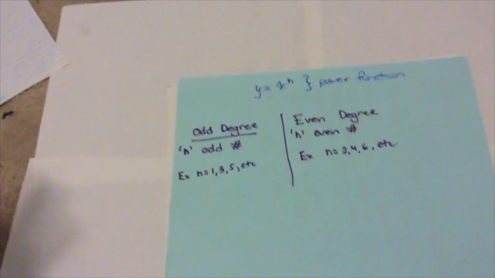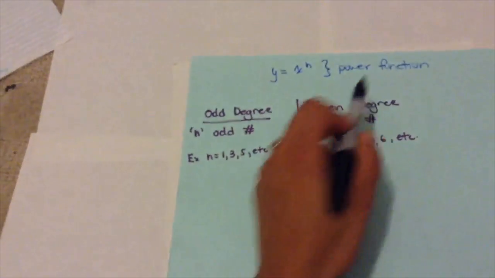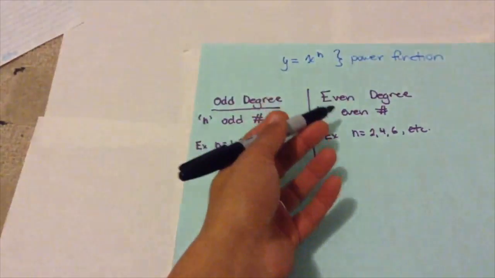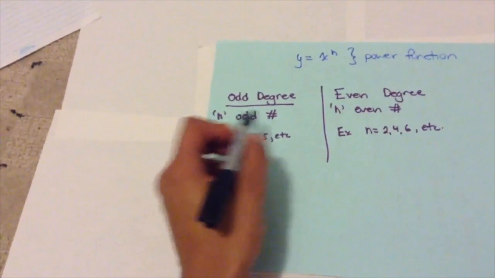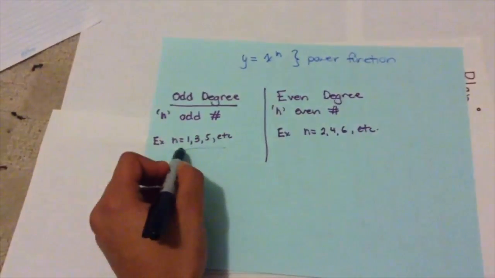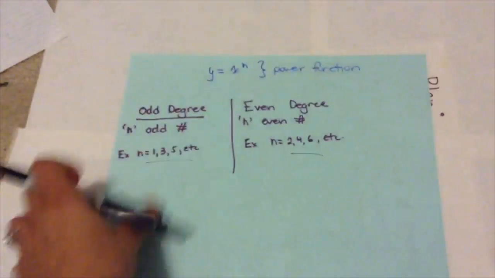Alright, so let me just explain power functions. When there's an exponent, it's a power function. There's odd degree and there's even degree. An odd degree power function is when n is an odd number, as we see here. And even degree power functions is when n is an even number.